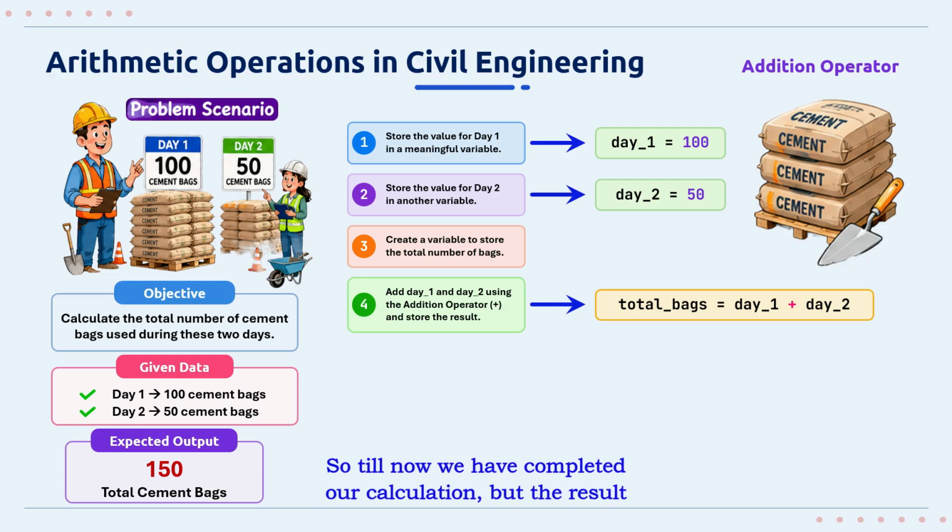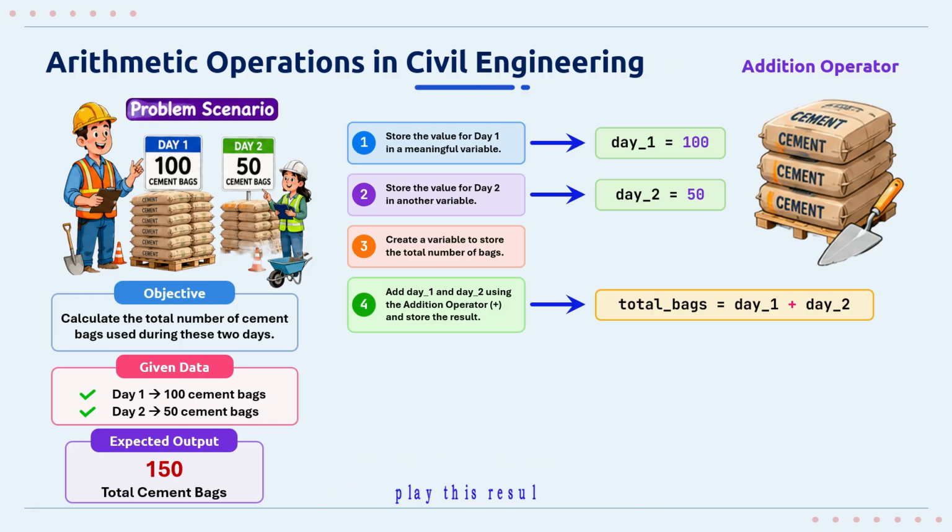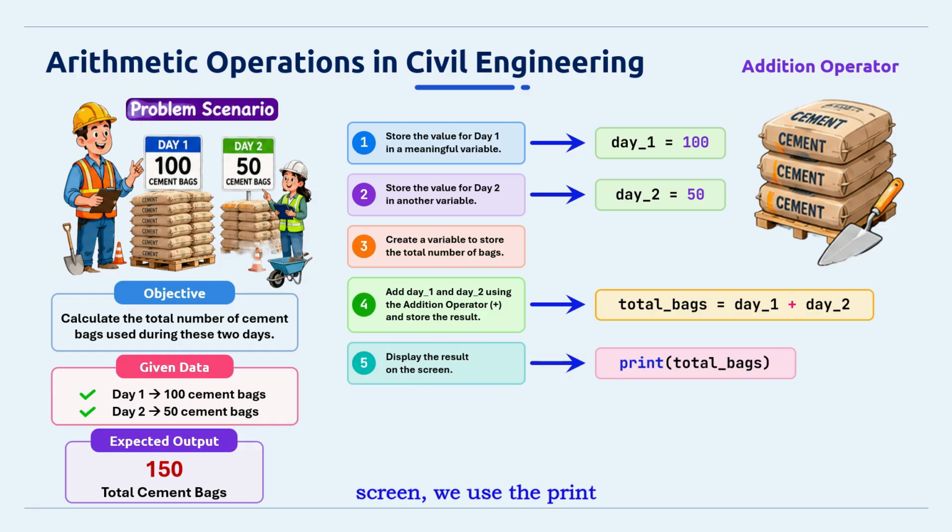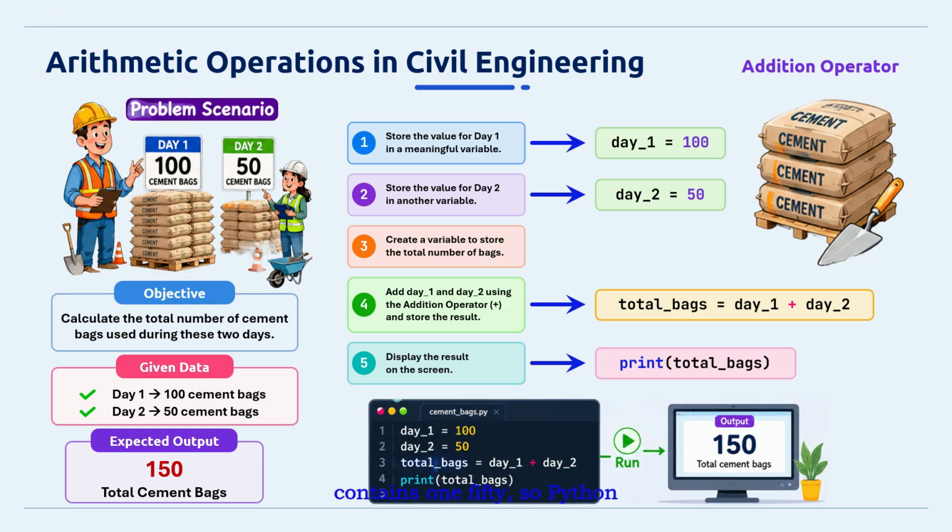So till now we have completed our calculation, but the result is still stored inside the variable total_bags. To display this result on the screen, we use the print function. The statement print total_bags tells Python to display the value stored in the variable total_bags. Since total_bags contains 150, Python displays 150 on the screen.